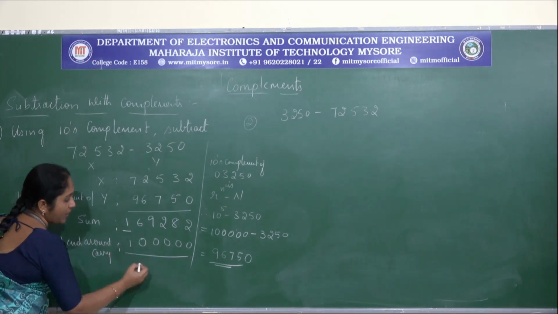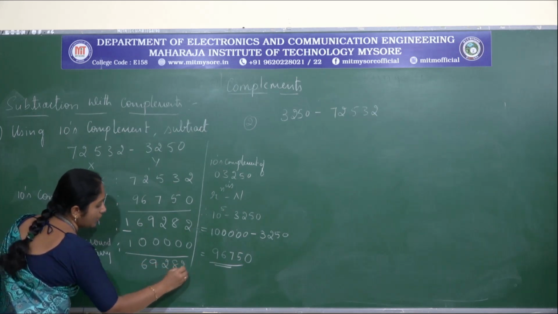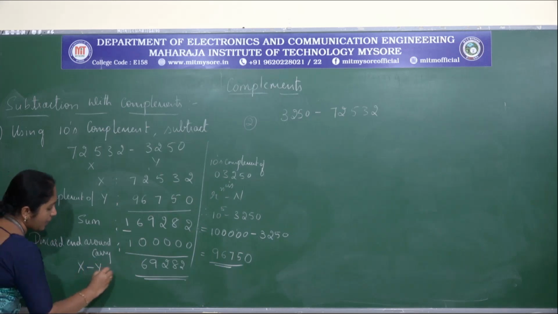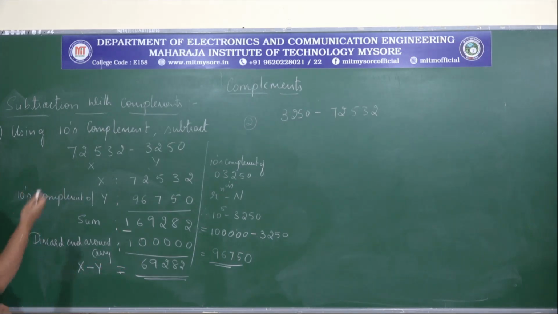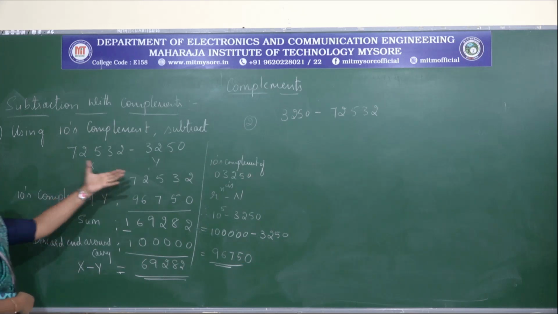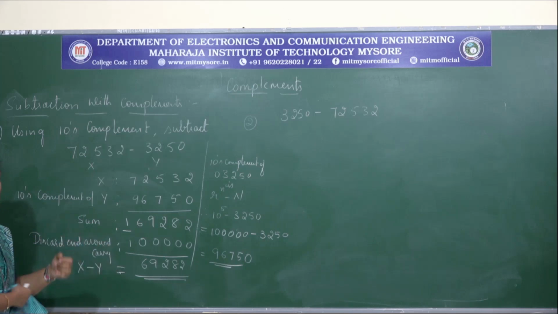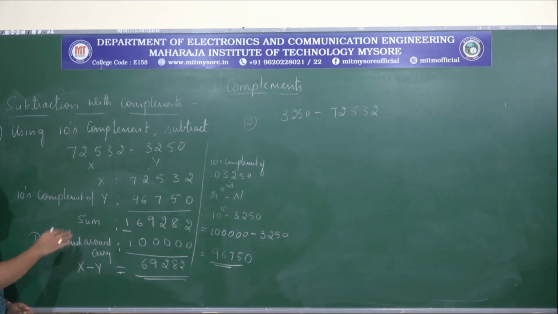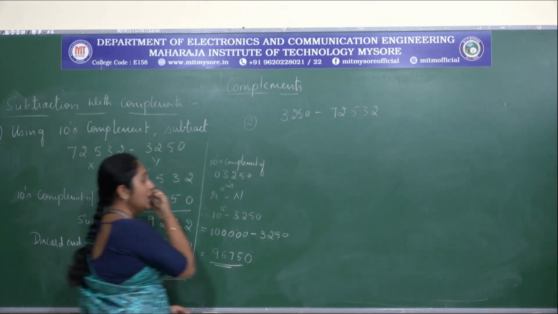So if you subtract, what is the answer you are going to get? 69,282. So this is the answer for x minus y. Subtracting 3250 from this, this is the answer we are going to get. So this is the tens complement procedure. Now let us see the next subtraction.